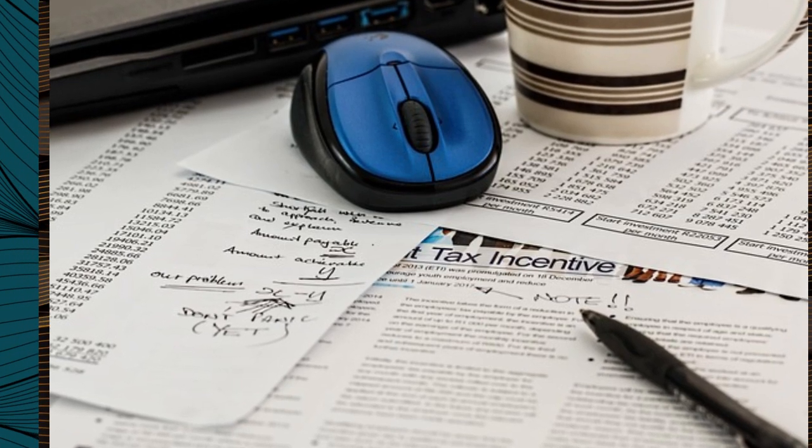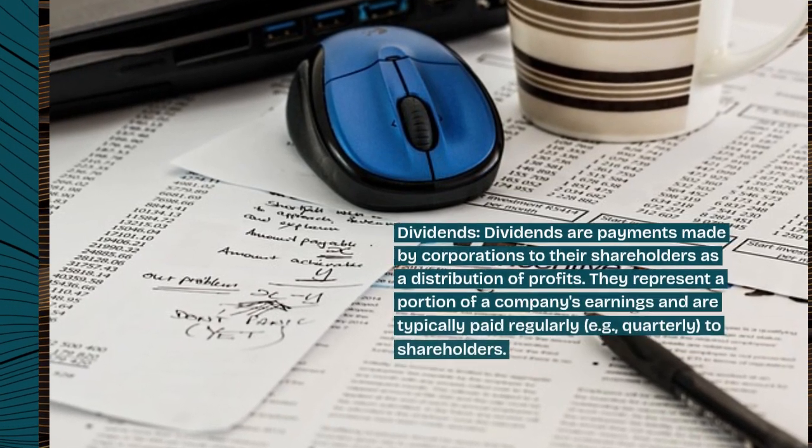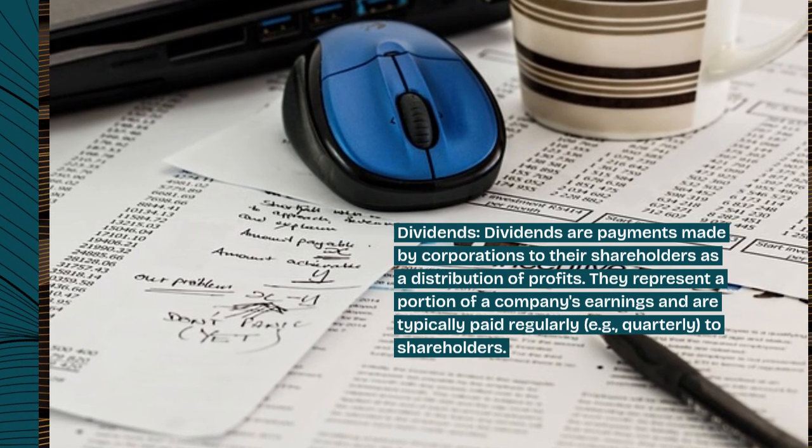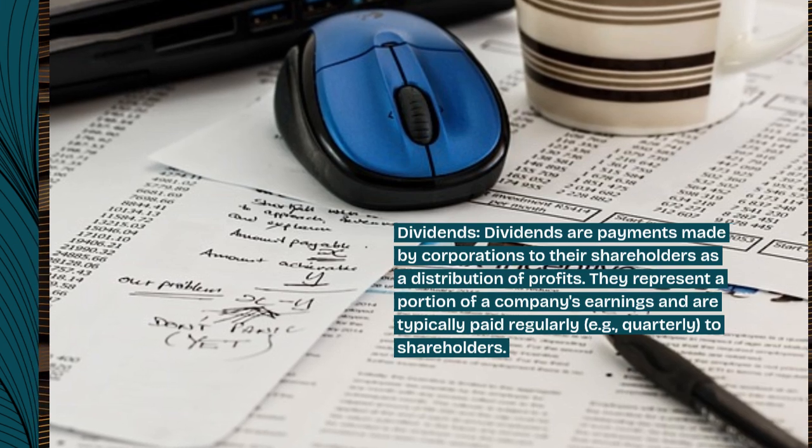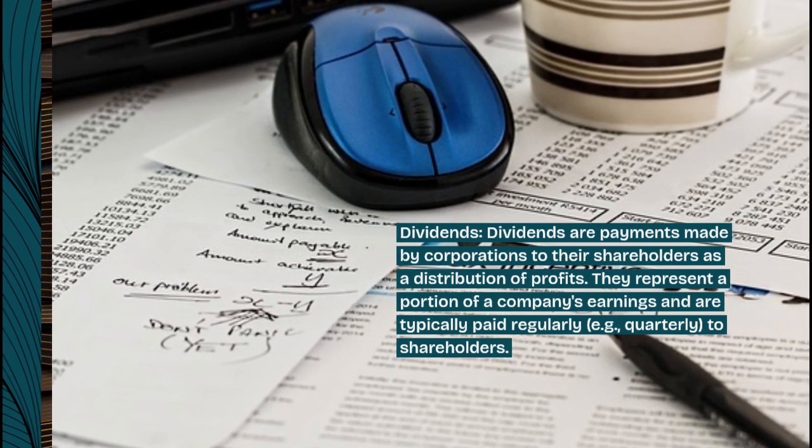Dividends. Dividends are payments made by corporations to their shareholders as a distribution of profits. They represent a portion of a company's earnings and are typically paid regularly, e.g., quarterly, to shareholders.